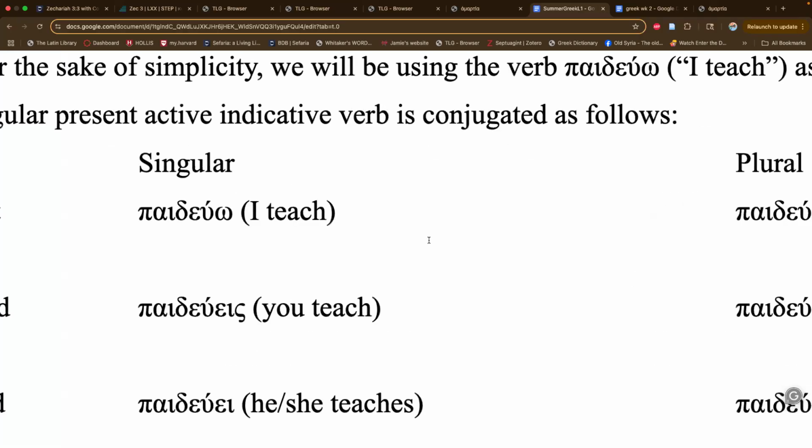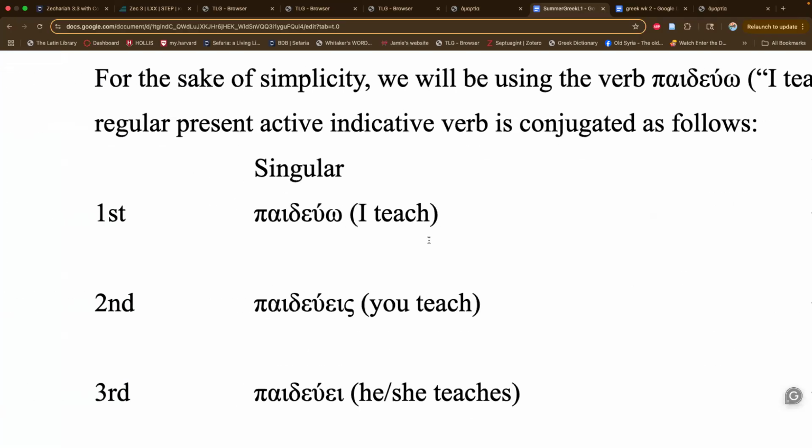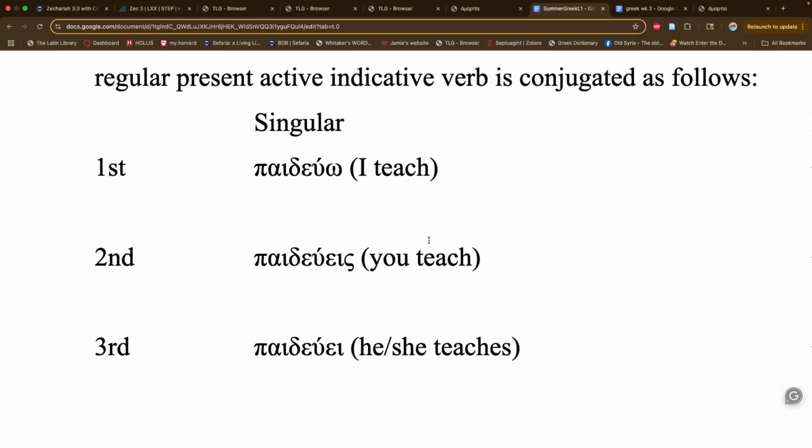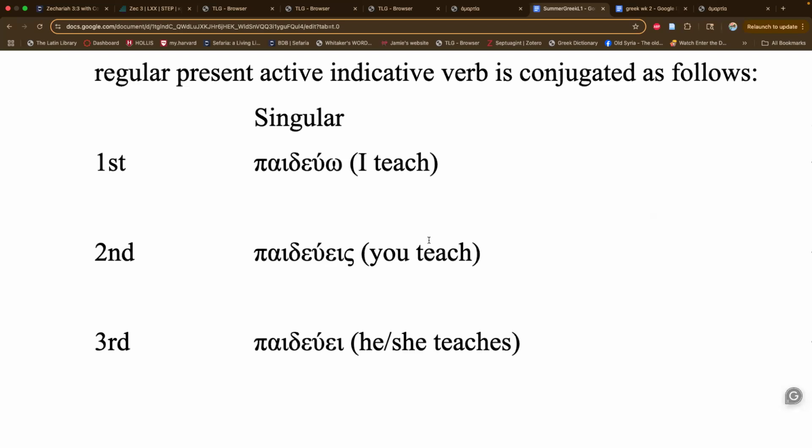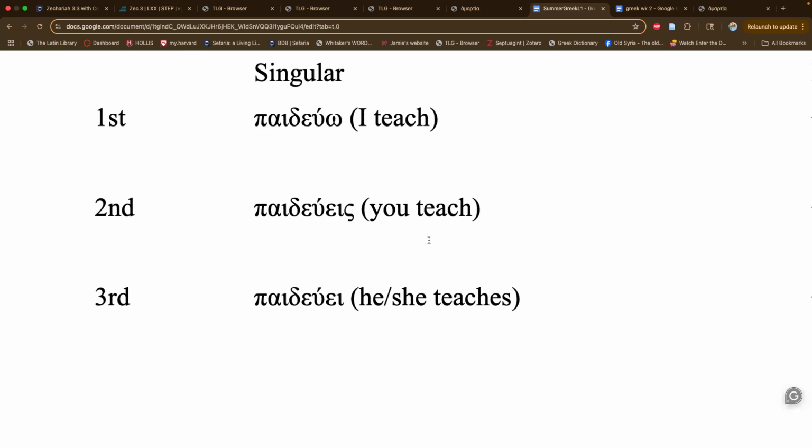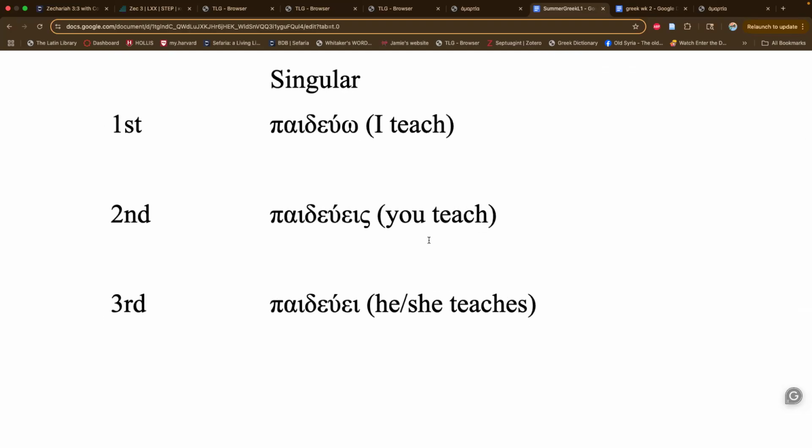So repeat after me. Paideuo. Sorry, I'm saying it a little fast. Paideuo. Perfect. So paideuo is I teach. So the O ending is indicative of the first singular. Then we have paideueis. Perfect. So the eis ending is the you, singular. Paideuei. Perfect. So that's he or she teaches.